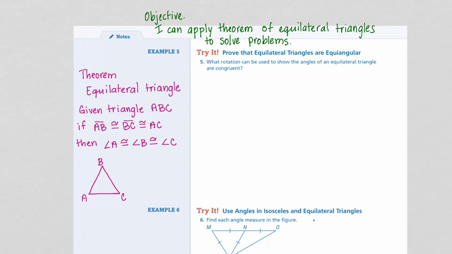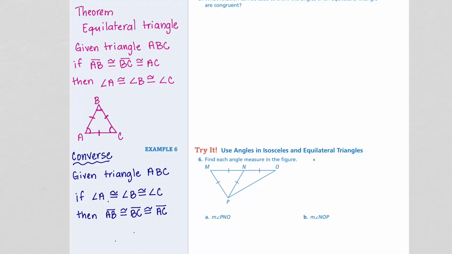With the equilateral triangle theorem, given that we have a triangle ABC, if AB is congruent to BC and BC is congruent to AC, then angle A is going to be congruent to angle B, and angle B is also going to be congruent to angle C. The converse is also true. If angle A is congruent to angle B and angle B is congruent to angle C, then all three angles are congruent. Then that means that all three sides, AB would be congruent to BC, and that would be congruent to AC.